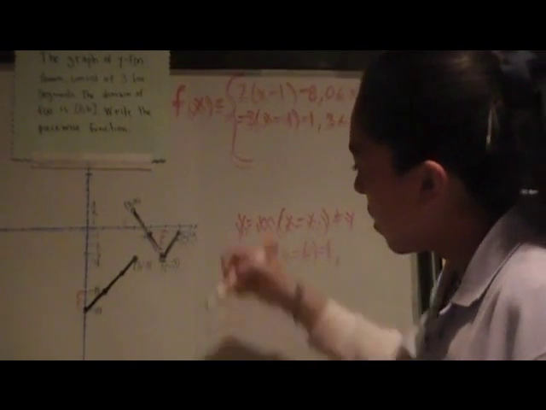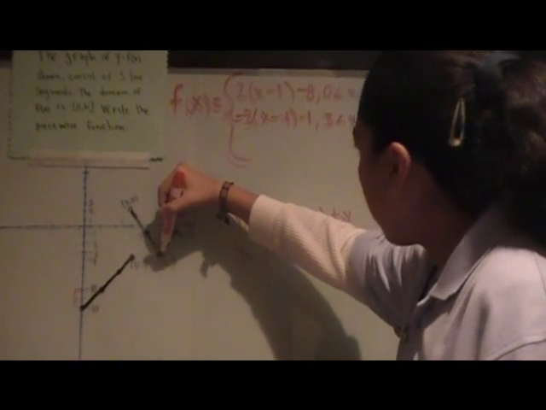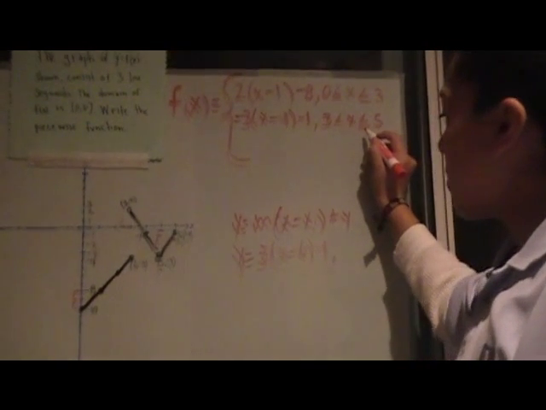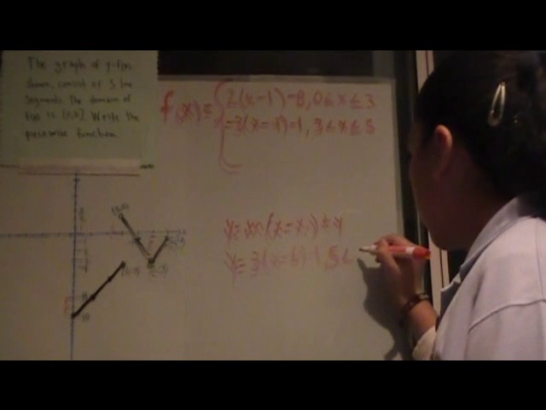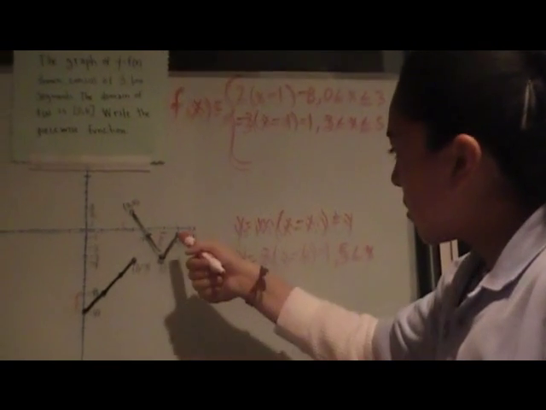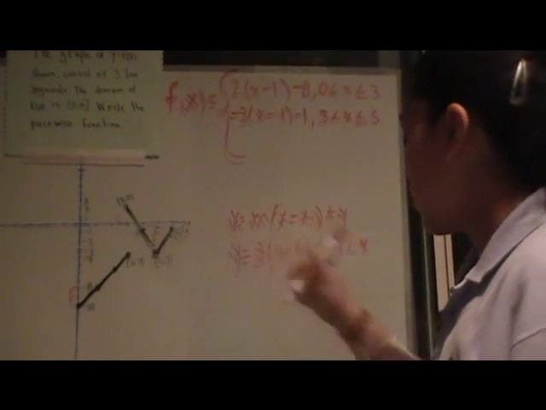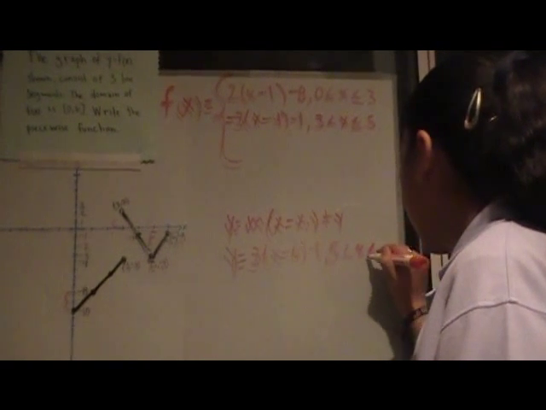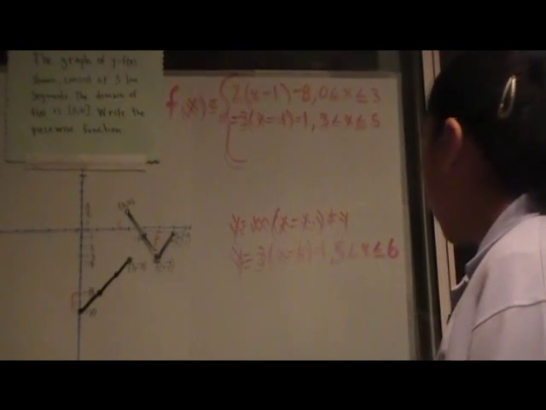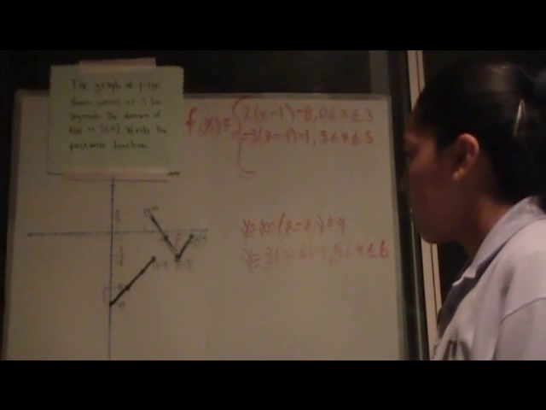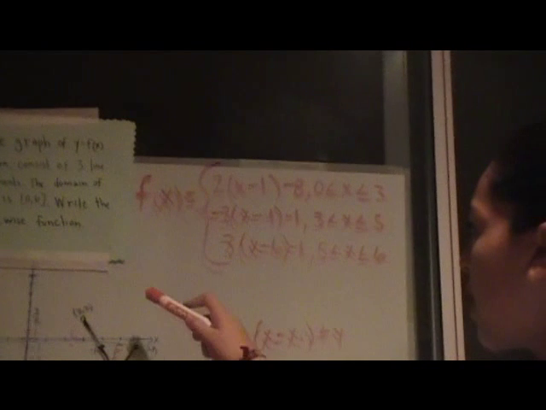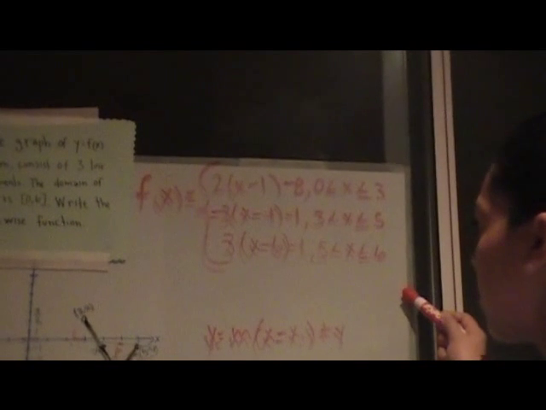Now for our domain. It's from 5, but because 5 has already been included, in this case 5 will not be included, to 6, which has a closed circle, and it will be included. And now here we have our piecewise function.